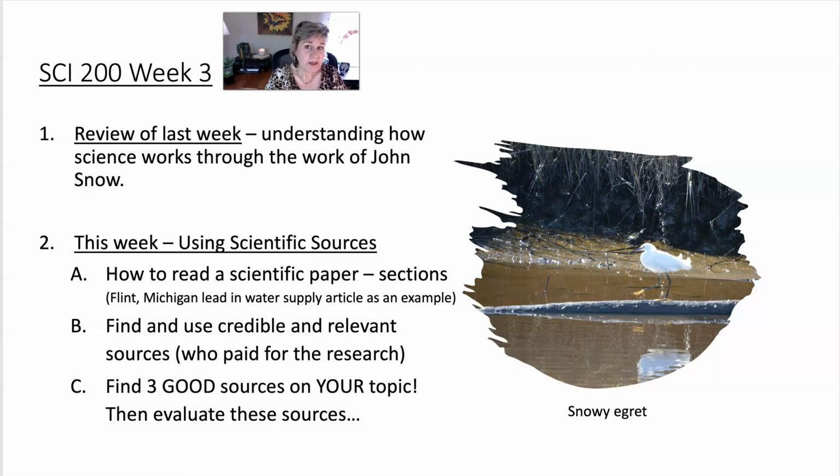Okay, this week you're going to learn about using scientific sources. So you are going to have to look at scientific literature. Okay, this is totally different from news articles or opinion pieces or just doing a Google search. That is not how you do science. So you're going to look for scientific sources.